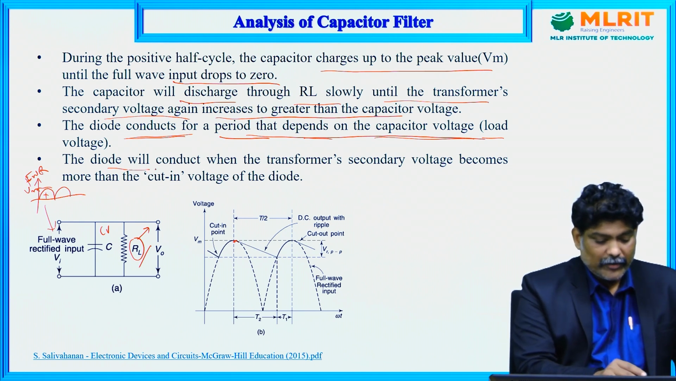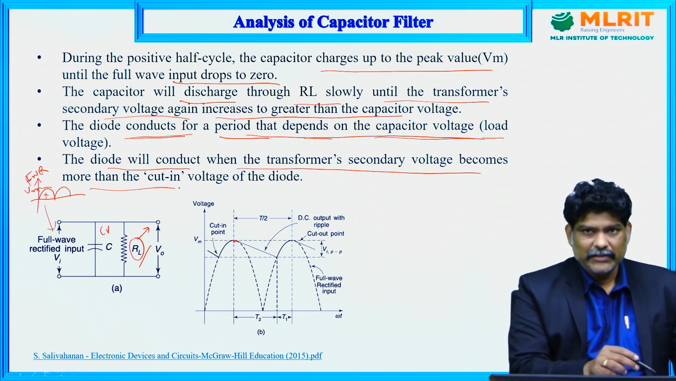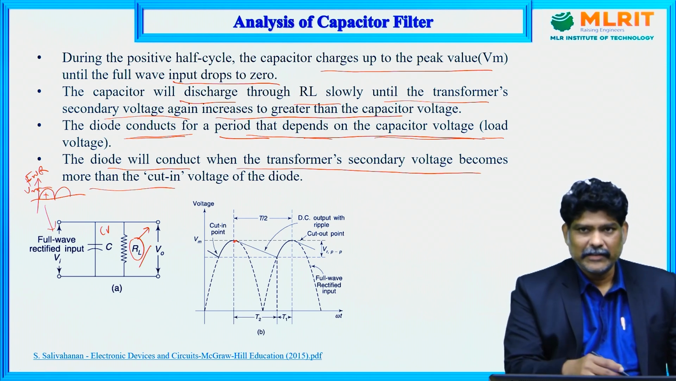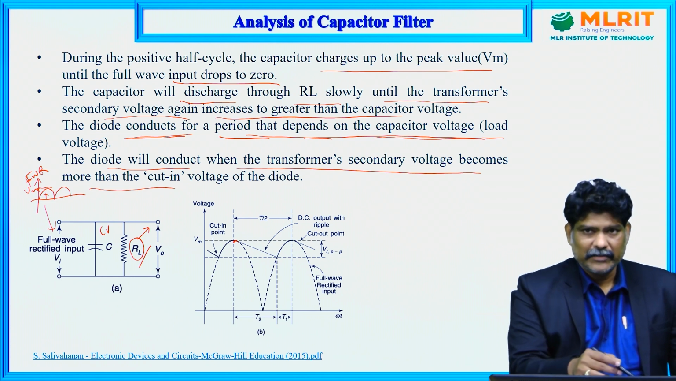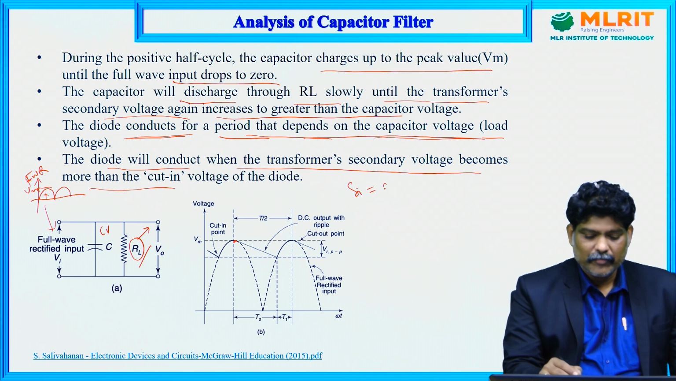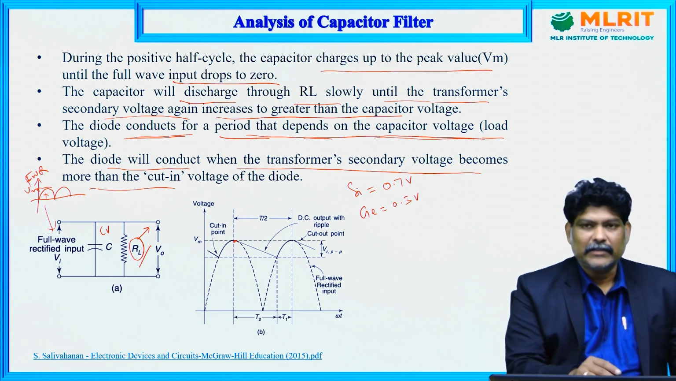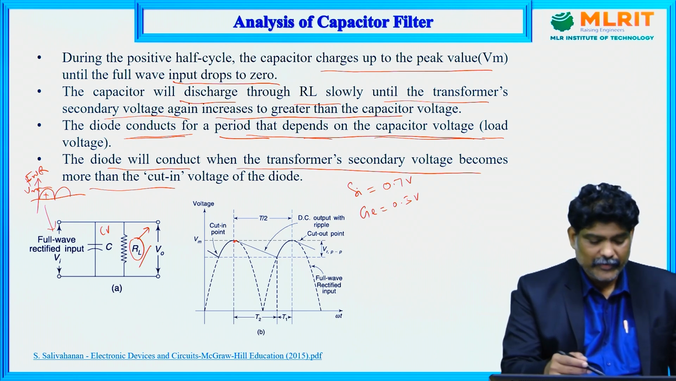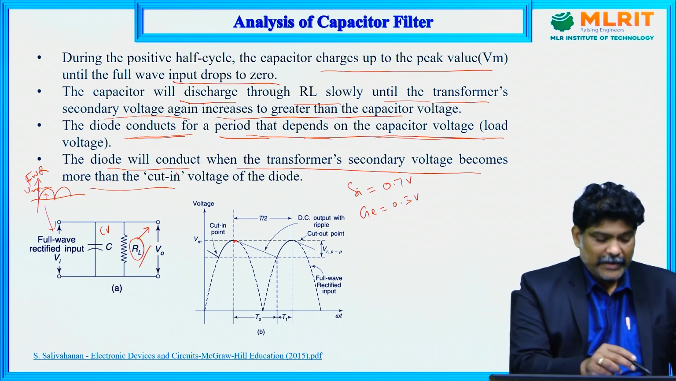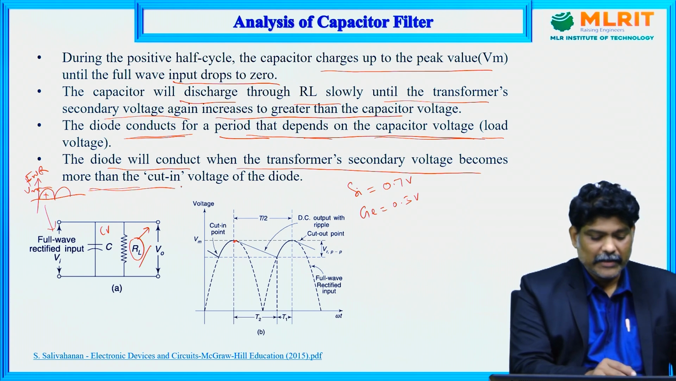The diode will conduct when the transformer secondary voltage becomes more than the cut-in voltage. Depending upon the different semiconducting materials, we have different cut-in voltages of the diode. For example, for silicon, 0.7 volts is the cut-in voltage, and for germanium it is approximately 0.3 volts. So depending upon the semiconductor used, the diode will start conducting when the transformer secondary voltage becomes more than the cut-in voltage of the diode.